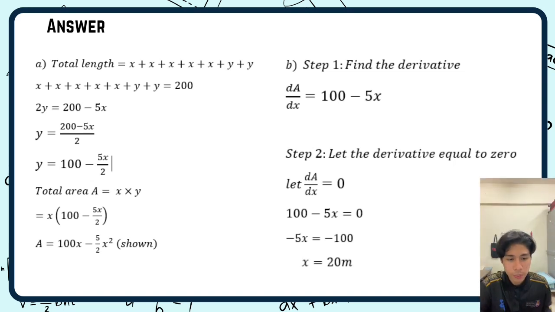For question B, which is to determine the dimensions of the field that will maximize the total area. First of all, we need to find the derivative. So, from the area equation, which is 100x minus 5 over 2 x squared, we differentiate it to get 100 minus 5x. After that, we let the derivative equal to 0. So, we get 100 minus 5x equals 0. And then, we solve it using basic algebra until we get x equals 20.